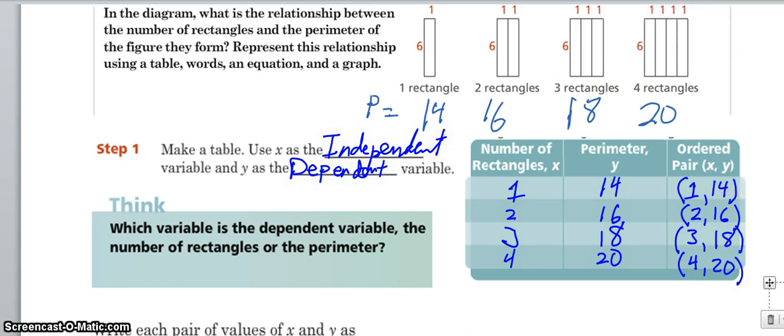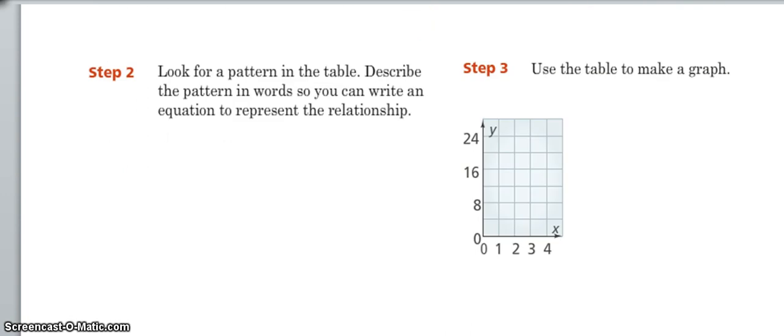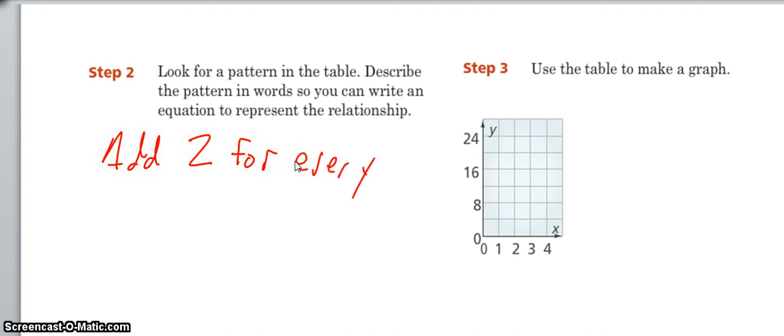So now as we head on down the page, our pattern, if we want to describe it in words, would be that we add 2 for every brick, right? Because the perimeter is increasing by 2 every time we add a brick.